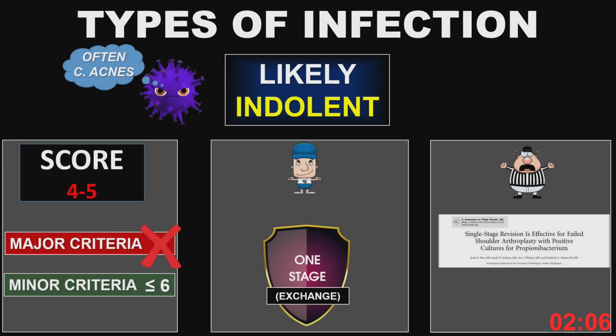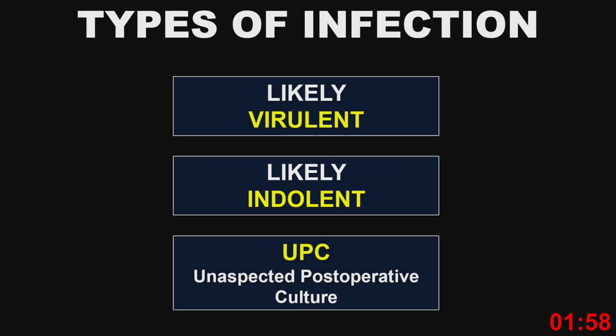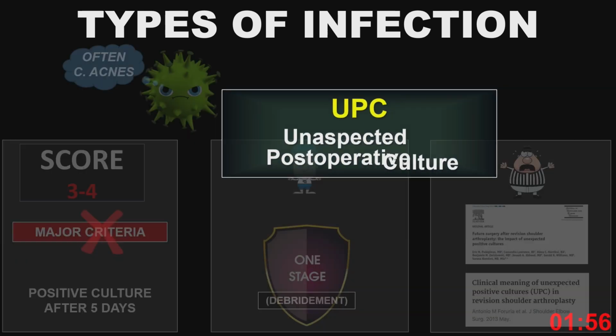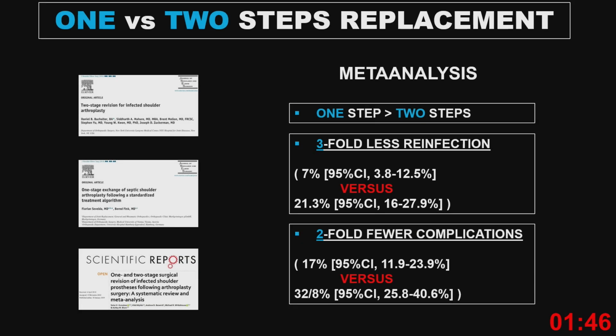Likely indolent. In likely indolent, usually the score is less, between 4 and 5, and according to the literature, 1 stage works very well. Unexpected post-operative culture is an issue. Usually the score is very low, 3, 4, that's the reason these are unexpected, and 1 stage and debridement.